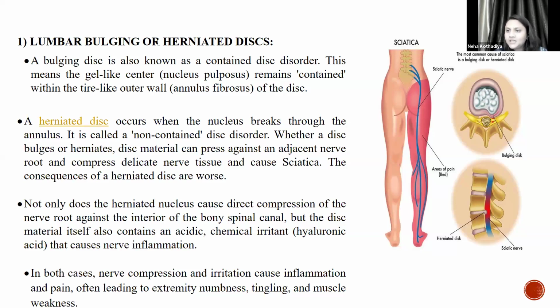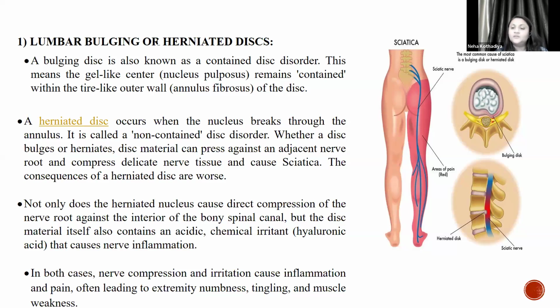This is due to irritation and compression of the sciatic nerve. The consequences of herniated discs are very severe. Not only does the herniated nucleus cause direct compression of the nerve root against the interior of the bony spinal canal, but the disc material itself also contains an acidic chemical irritant, which irritates the sciatic nerve, causes inflammation of the sciatic nerve, and leads to radiating pain, which leads to sciatica.